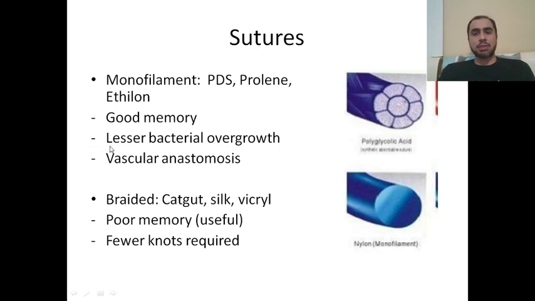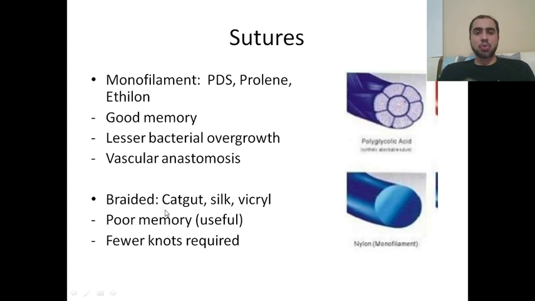Another MCQ point: because they are monofilament, they do not allow a lot of bacterial overgrowth, so infections are less. So they are preferred for vascular anastomosis. Remember these important points of monofilament sutures. Braided sutures, on the other hand, are your catgut or chromic catgut. Remember, catgut is not from cat, it is from sheep or cows, collagen from them. Or silk, commonly mersilk, which is black in color, or Vicryl. Vicryl is polyglycolic acid.